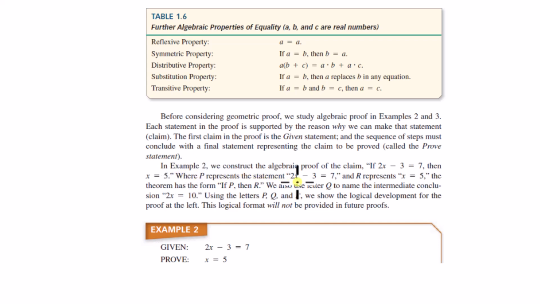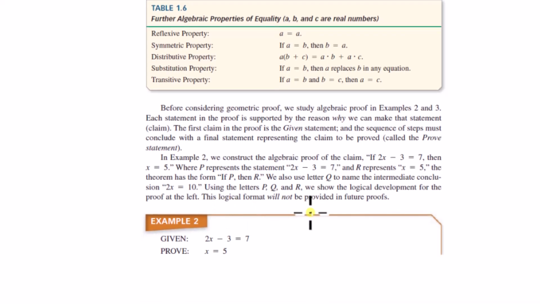In example 2, we construct the algebraic proof of the claim: if 2x minus 3 is equal to 7, then x is equal to 5. P represents the statement 2x minus 3 is equal to 7, and R represents x is equal to 5. R is the proof statement. The theorem has the form if P then R. We also use the letter Q to name the intermediate conclusion 2x is equal to 10. Using the letters P, Q, and R, we show the logical development for the proof at the left. This logical format will not be provided in future proofs.